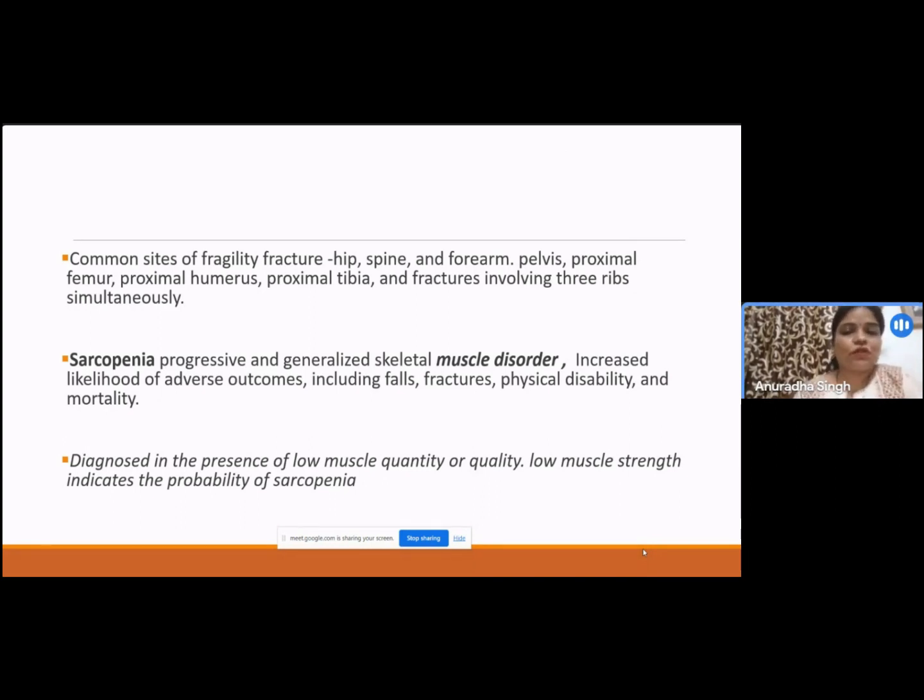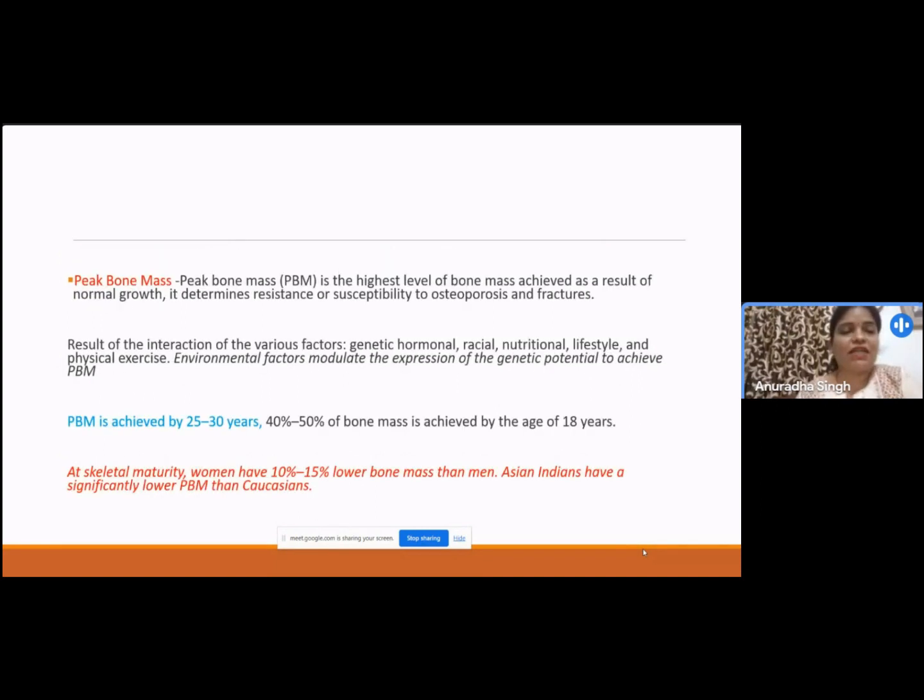When we talk of sarcopenia, it is basically a muscle disorder which has an increased likelihood of adverse outcomes, including falls, fractures, and physical disability, and it is diagnosed in the presence of low muscle quantity and quality. So when we talk of sarcopenia, it is basically muscle health.